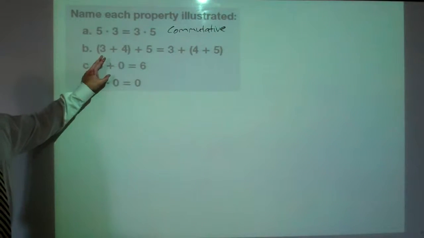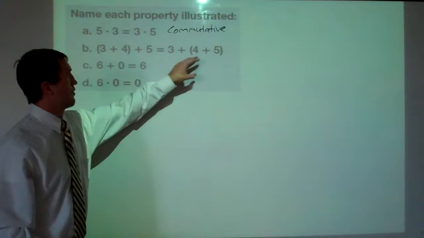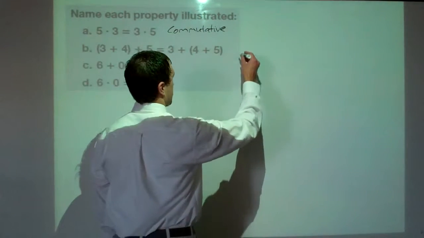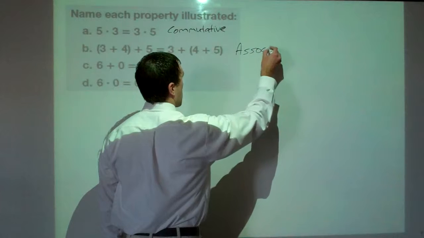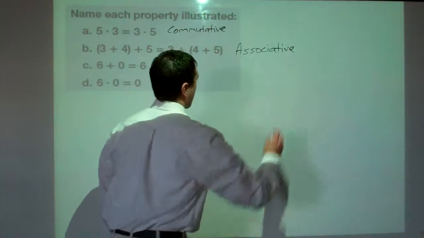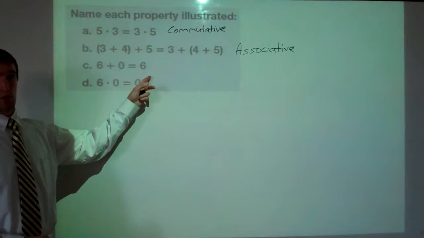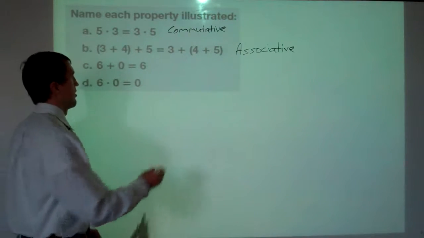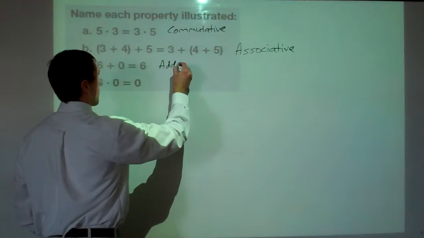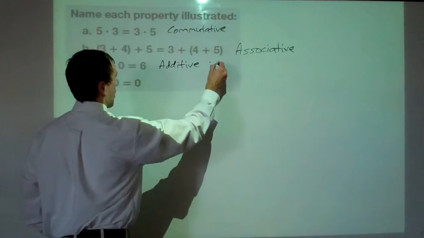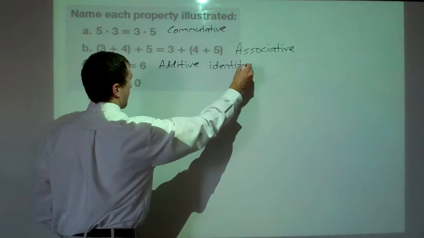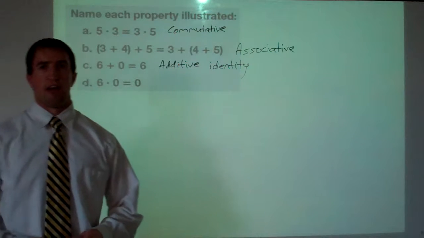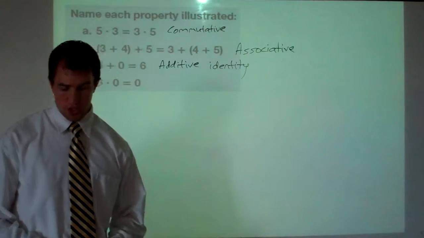Here for B, the order of the numbers is not changing. 3, 4, 5, 3, 4, 5. But we do notice that the parentheses switched. That is associative. Six plus 0 equals 6. Well, we started with 6, added 0, and we got 6 again. That's an identity, additive identity, to be more specific. And 6 times 0 equals 0. That I'm not going to write out, but that's our 0 property for multiplication.